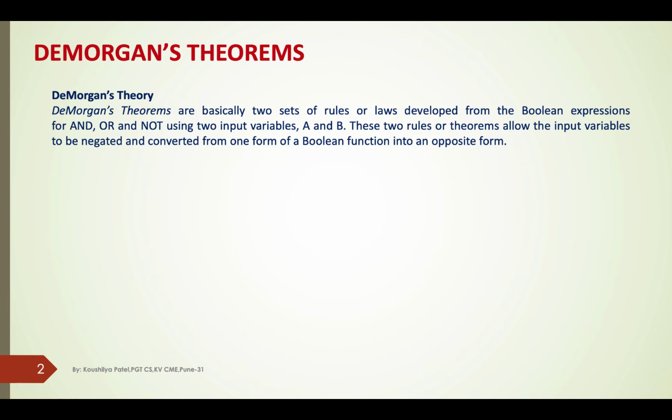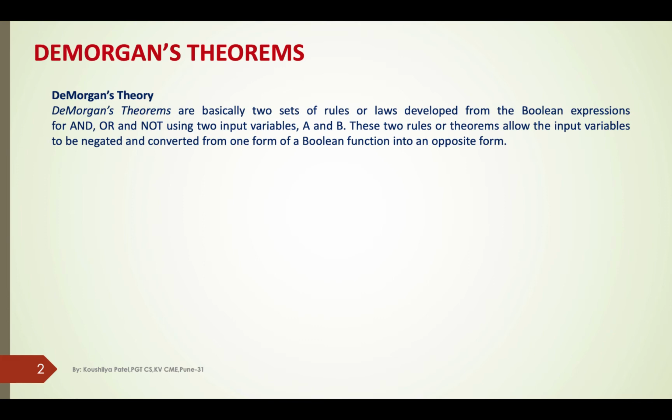De Morgan's theorems are basically two sets of rules or laws developed from the Boolean expressions for AND, OR and NOT using two input variables A and B. These two rules or theorems allow the input variables to be negated and converted from one form of a Boolean function into an opposite form.